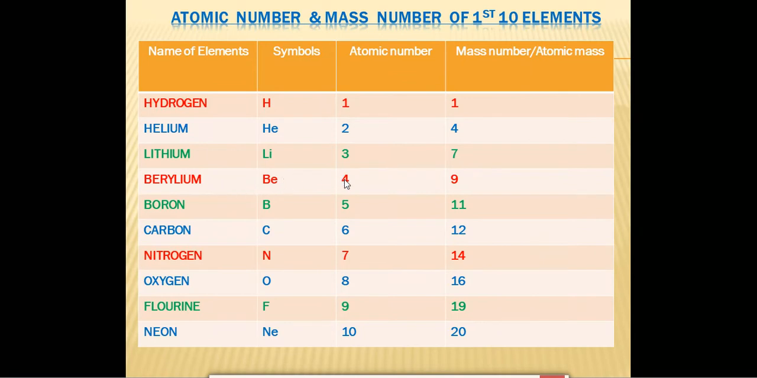Beryllium has atomic number 4, symbol is Be. Boron has atomic number 5, symbol is B. Carbon, atomic number 6, has symbol C. Nitrogen has atomic number 7 and symbol N. Oxygen's symbol is O and its atomic number is 8. Fluorine's symbol is F and its atomic number is 9. Neon has symbol Ne and its atomic number is 10.